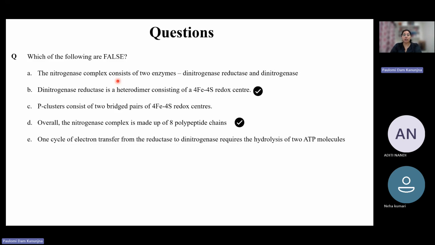D says overall the nitrogenase complex is made up of 8 polypeptide chains. And did you say this is incorrect? Yes, you did say this is incorrect. Well, again, going back to your notes, you will see that dinitrogenase reductase is a dimer and dinitrogenase is a tetramer. So in no way does it consist of 8 polypeptide chains. Okay. The last one says one cycle of electron transfer from the reductase to dinitrogenase requires the hydrolysis of 2 ATP molecules. Now, what did we say?